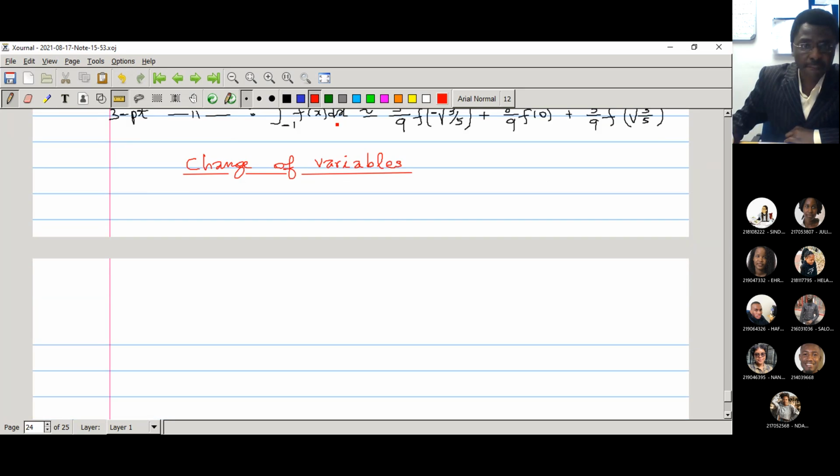So we are going to use this change. We are going to use it because we want to convert from x in the interval negative 1, 1 to t in the interval a, b.